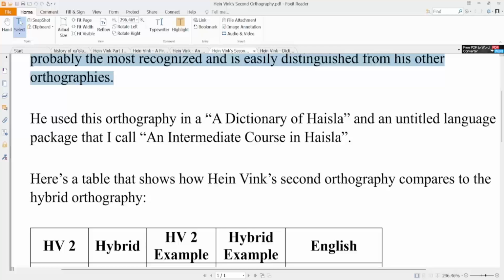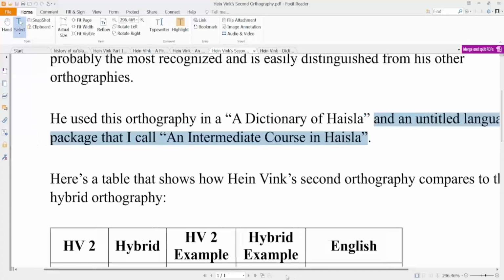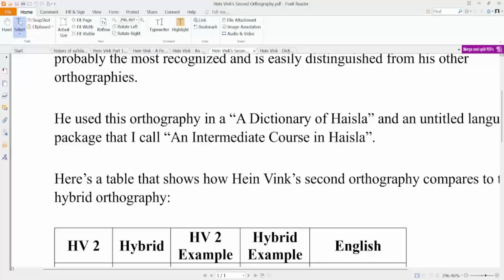He used this orthography in a document called a Dictionary of Isla, and he also used it in an untitled language package that I unofficially call an intermediate course in Isla. He didn't actually give this package a title, so this is just what I call it. It's because he had a first course in Isla, which came before, and then an advanced course in Isla, which came after. So this kind of fits in between.